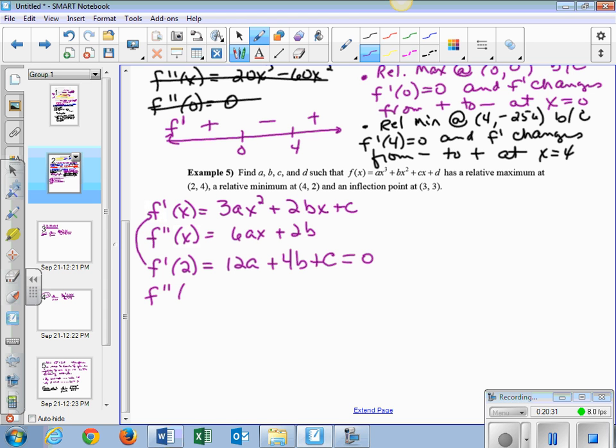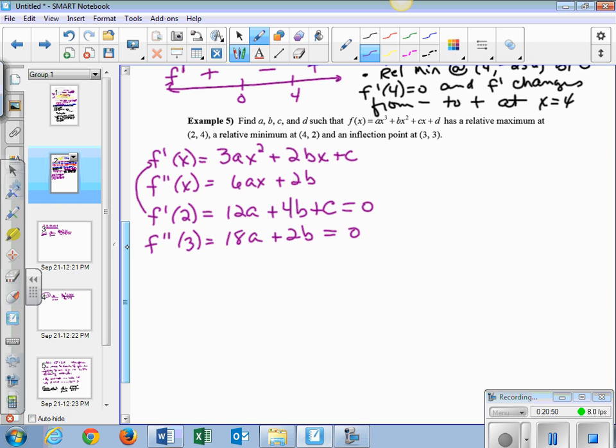So my second derivative at 3, I'm going to plug that in and get 18a plus 2b, and I'm going to set that equal to 0. So what I need is some other equations. Looking at some other points that I know, I have a relative maximum at the ordered pair (2, 4). I also have a relative minimum at the ordered pair (4, 2).